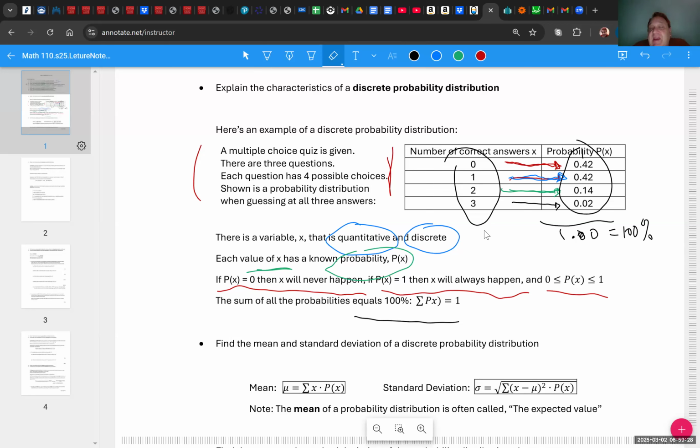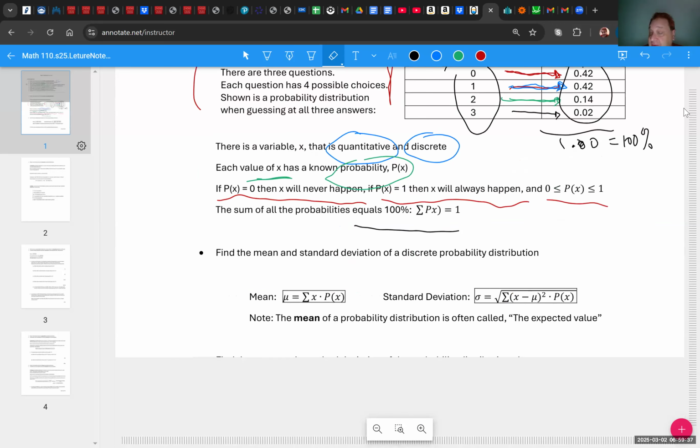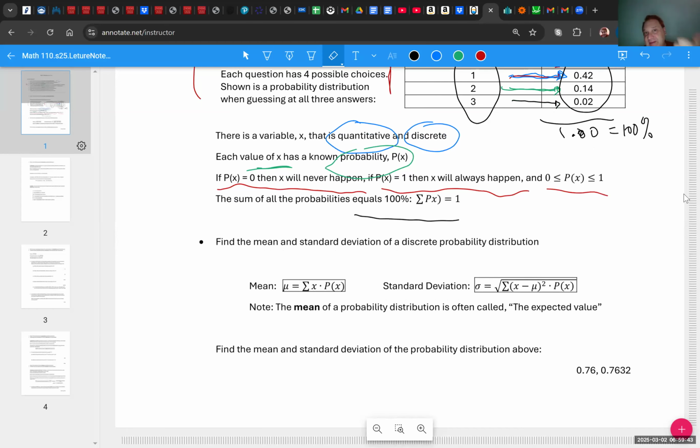So this is just a bunch of data. I have 30 people taking quizzes. There's a bunch of zeros, a bunch of ones, some twos, maybe a 3 or 2 or something like that. So that is a bunch of data, and we can talk about the distribution of data. And how do we talk about the distribution of data? Well, we talk about the center, we talk about the spread, and we talk about the shape.